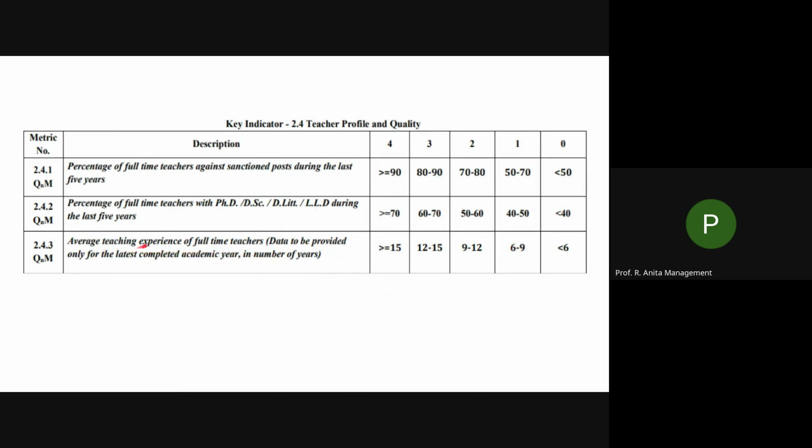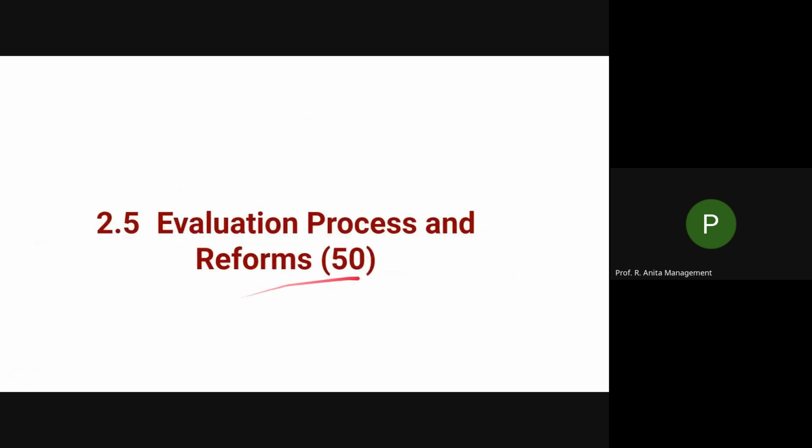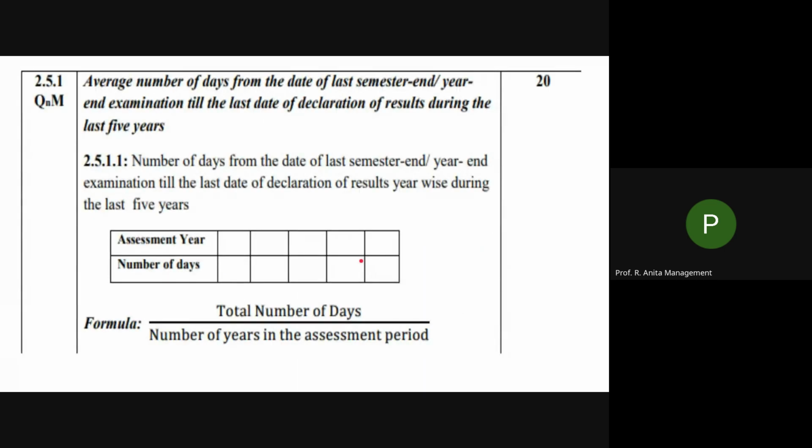Then for average teaching experience of full-time teachers, it should be more than 15 years. That means they should be working in the institution for more than 15 years. Then you're going to get 4. If it is less than 6, then it is 0. So you need to see that how to retain the senior faculty is very, very important. Coming to the evaluation process and response, which carries 50 marks. Now, in this 2.5.1, which is the quantitative metrics, you have 20 marks.